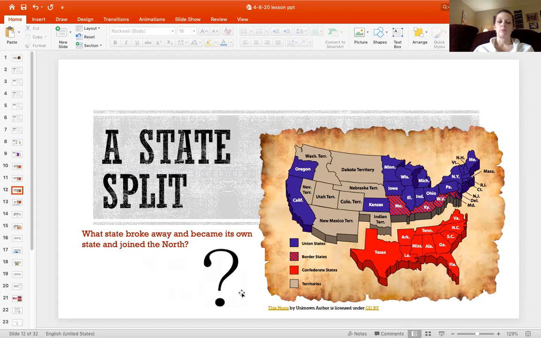What state broke away and became its own state and joined the North? So it broke from the rest of its state. Let's see if you can figure that out.